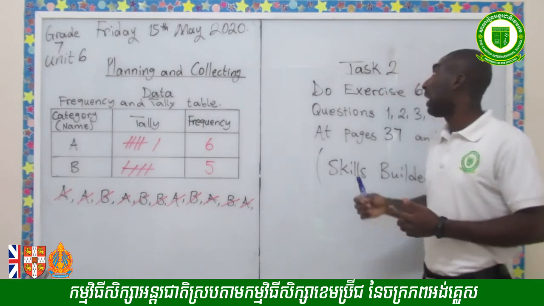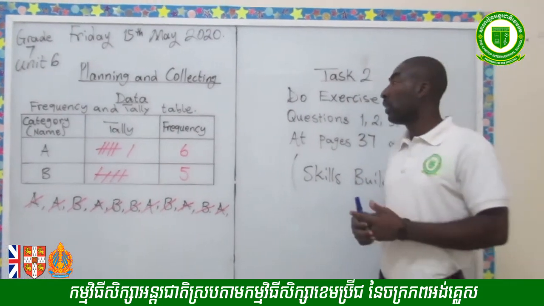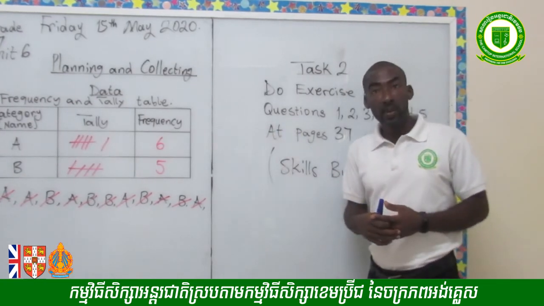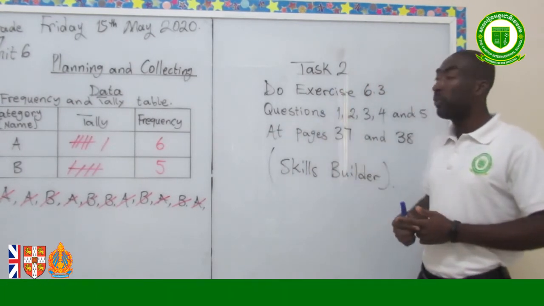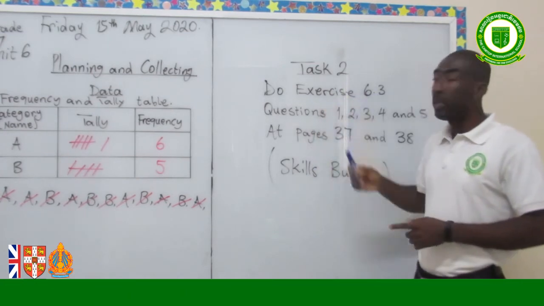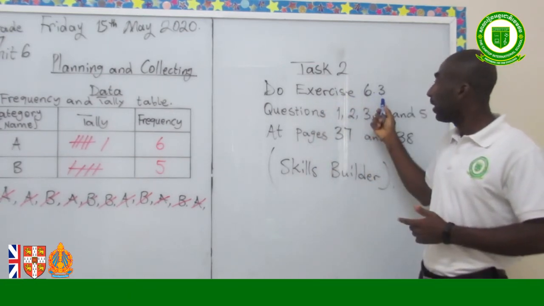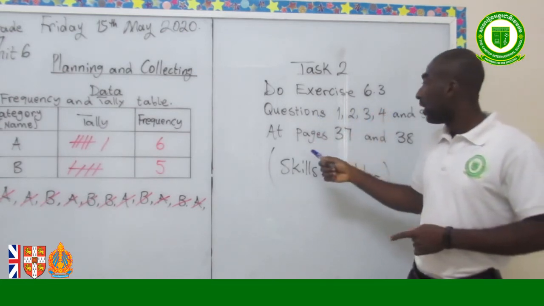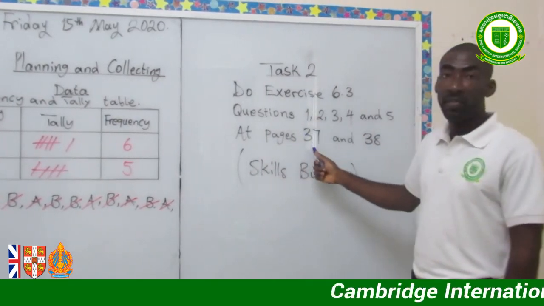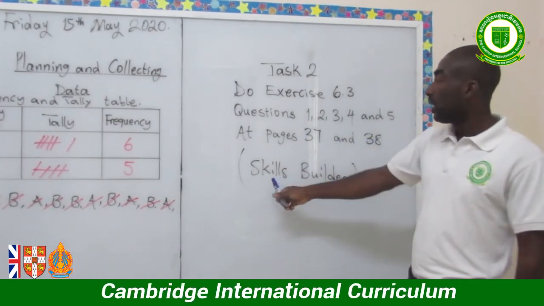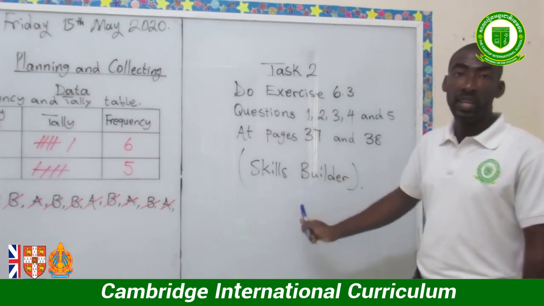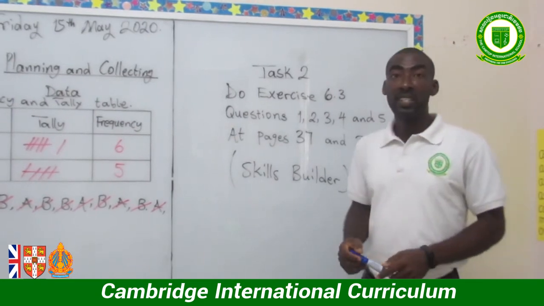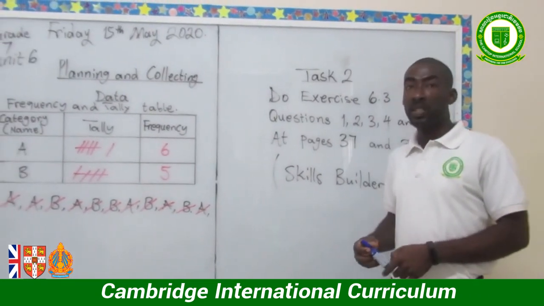Again, we will have an exercise to do so that we can understand our lesson very well. So this is task 2 for you. You do exercise 3.6.3. You do questions 1, 2, 3, 4, and 5 at pages 37 and 38. This exercise is at the Skills Builder section of your textbook, okay? So I'll be looking forward to the answers, and then we can move to our 3rd video.